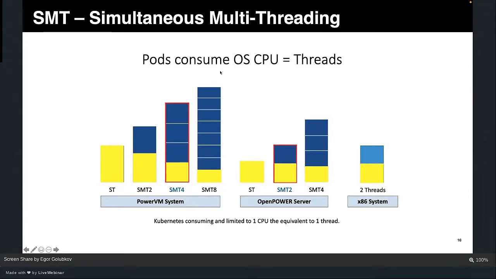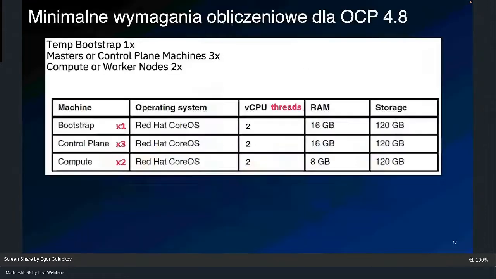So this means that the same core analyzes eight instructions at the same time, which means that it has more performance and more power. Why is it important? Because if we move to the minimum requirements to run the OpenShift Container Platform, then we need three components.